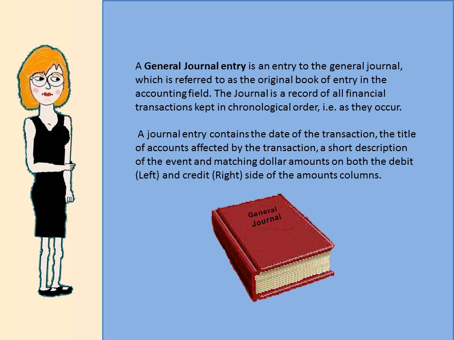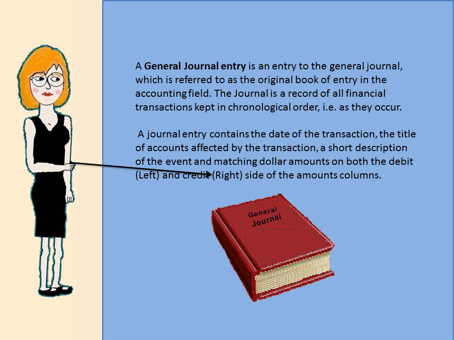A journal entry contains the date of the transaction, the title of accounts affected by the transaction, a short description of events, and matching dollar amounts on both the debit left and credit right side of the account amounts column. It is very important that we learn that in accounting, debits mean left and credits mean right. They are only directional terms.